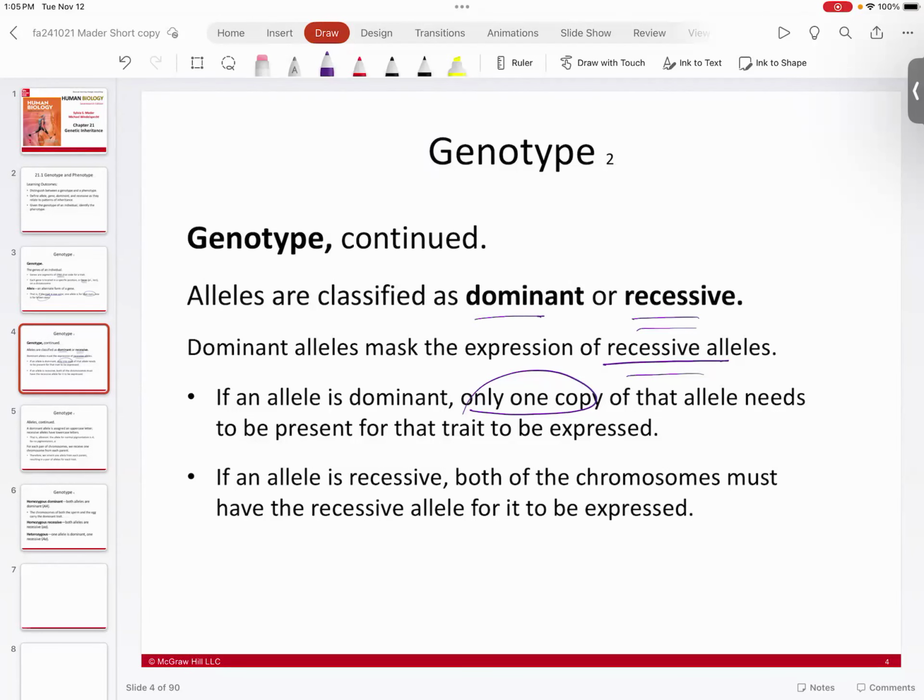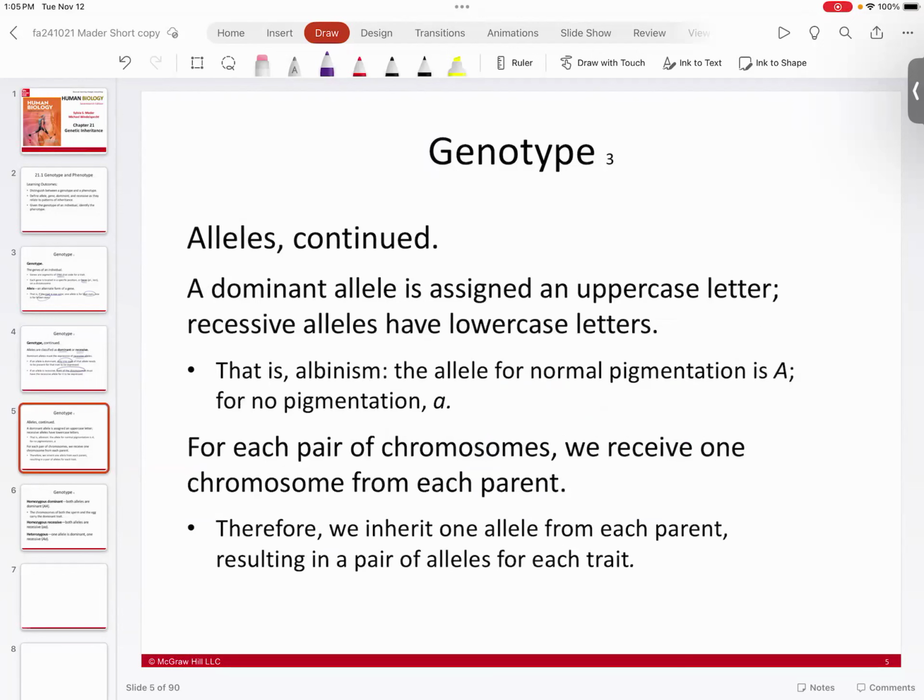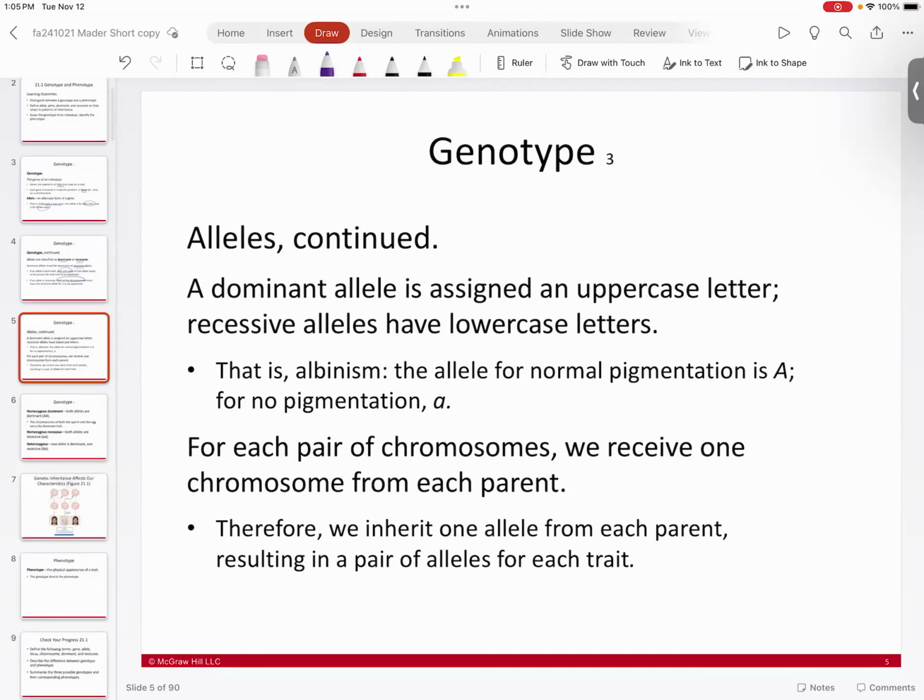However, a recessive, because it's hidden by the dominant, you're only going to be able to see if you have both alleles of the recessive. So for instance, a person with blue eyes, which is a recessive trait, has to have two recessive alleles for blue eye in order to see the blue eye. Otherwise, if it's a combination of the two, then it's going to look like a brown eye. By convention, we'll oftentimes notate the dominant allele as an uppercase letter and recessives as lowercase. For instance, for albinism, normal pigmentation is capital A, no pigmentation is little a.